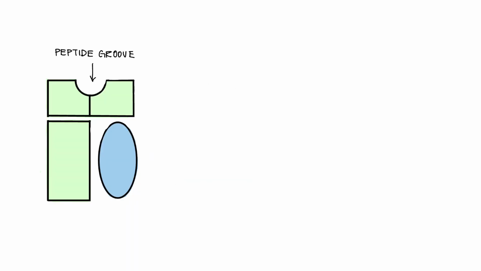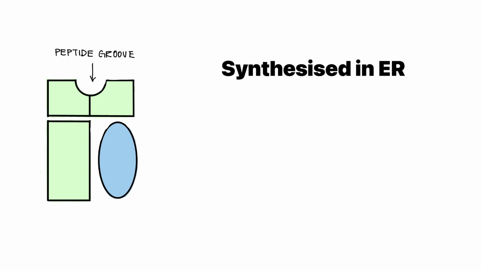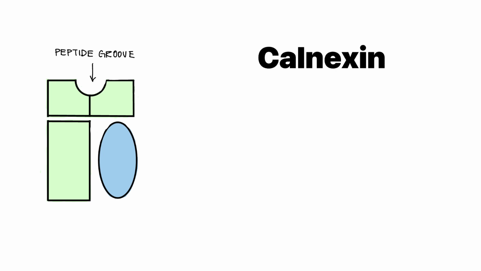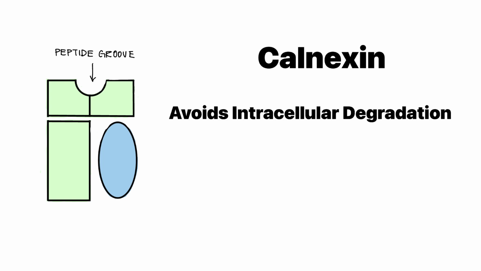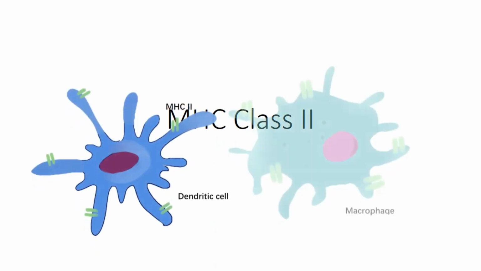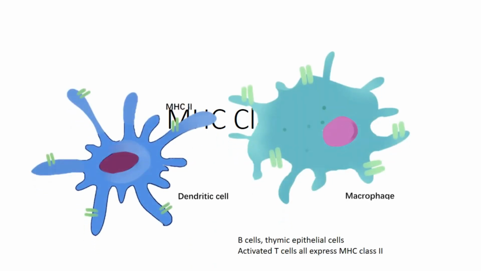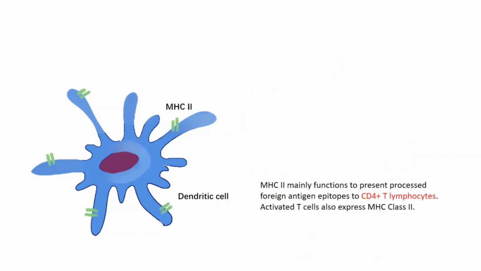These molecules are synthesized in the ER and are properly folded into their quaternary structure thanks to calnexin. While it is a chaperone molecule, calnexin also protects class I heavy chains from intracellular degradation, which improves the assembly efficiency. MHC class II are found primarily on specialized antigen-presenting cells, such as dendritic cells and macrophages, as well as thymic epithelial cells. MHC2 mainly functions to present processed foreign antigen epitopes to CD4-positive lymphocytes.